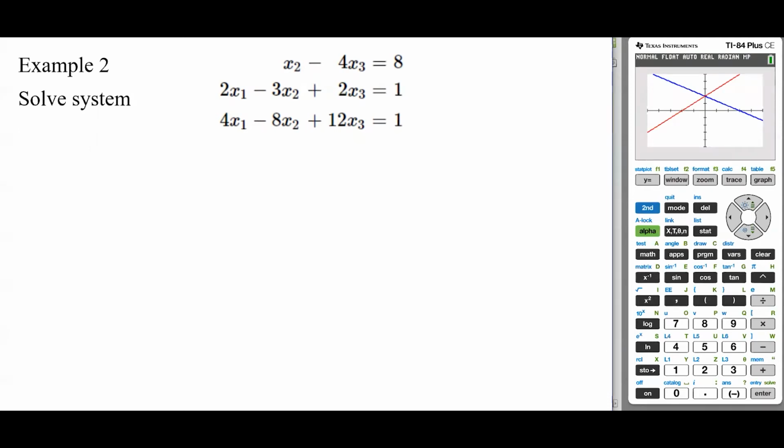So now we're going to solve this system, and we're going to first put it in an augmented matrix. So I'm going to write down the coefficients and augment that with the right side of the equation symbols.